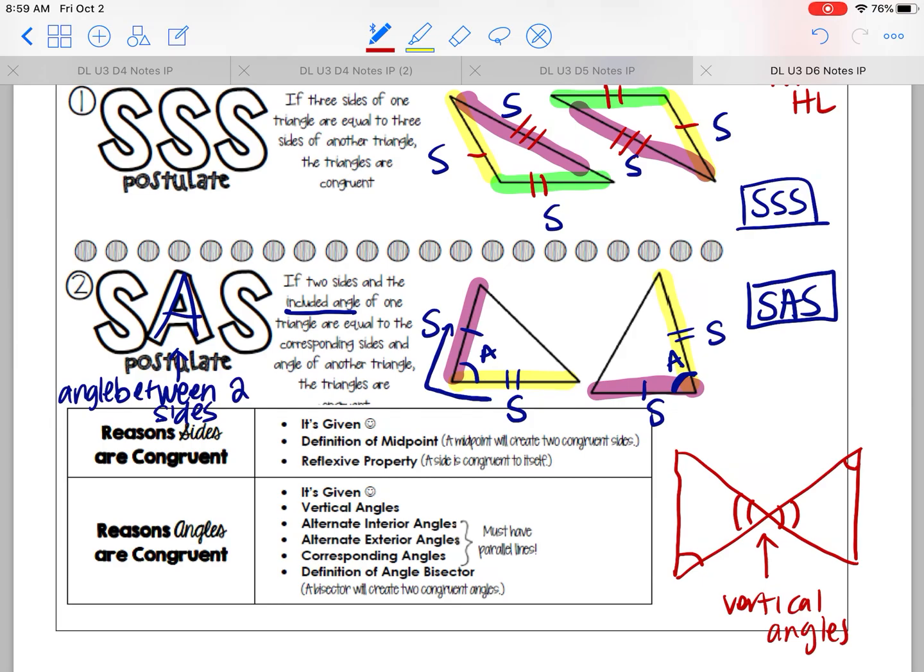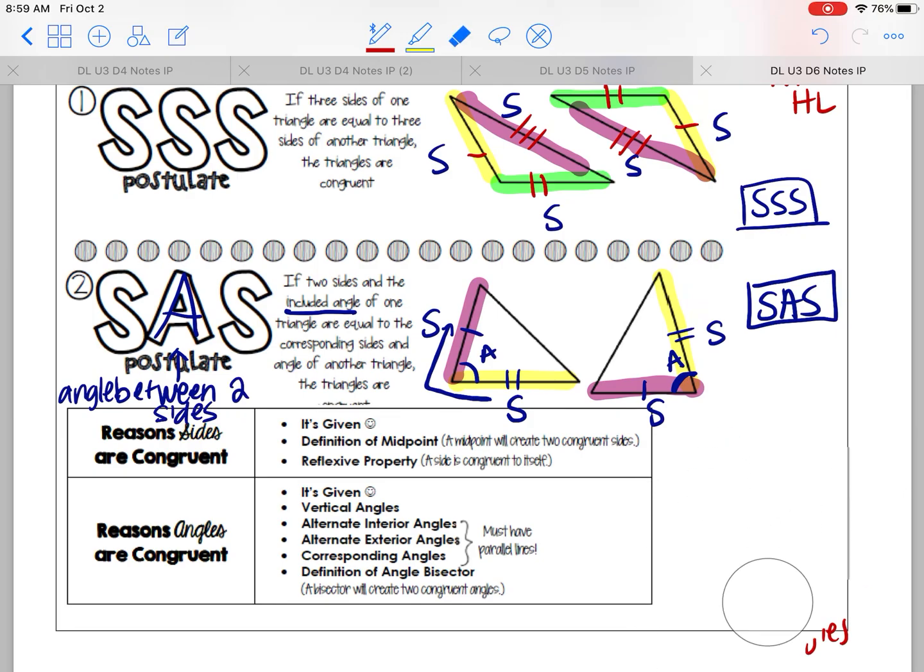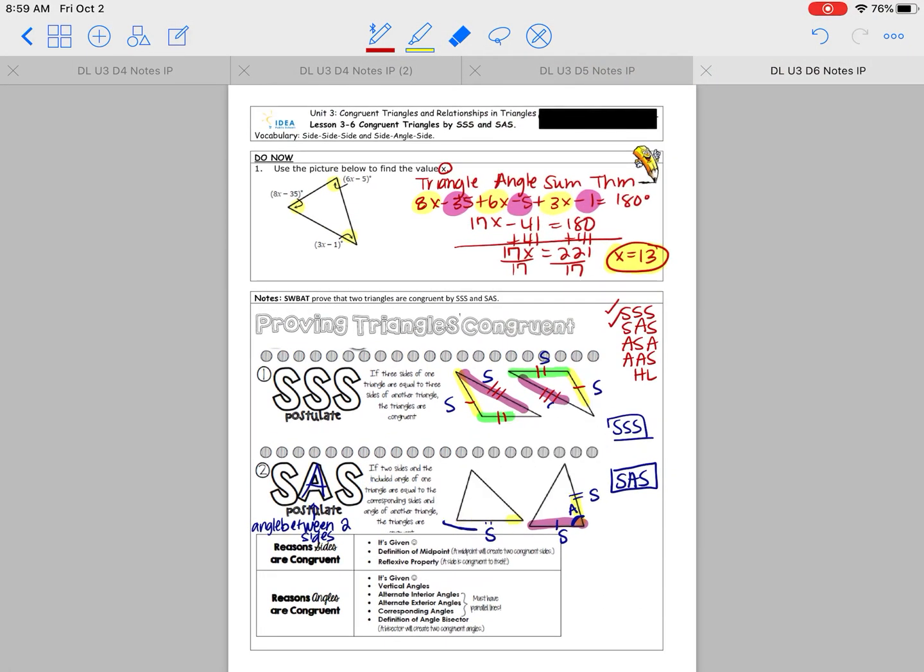You need to get one of these rules, right? Reflexive property, vertical angles, alternate interior angles, alternate exterior angles, corresponding angles, and angle bisector in order for you to come back and apply those markings. If you cannot justify why those are congruent, then you cannot come back and place any markings on your diagram. All right, I'm going to move on.